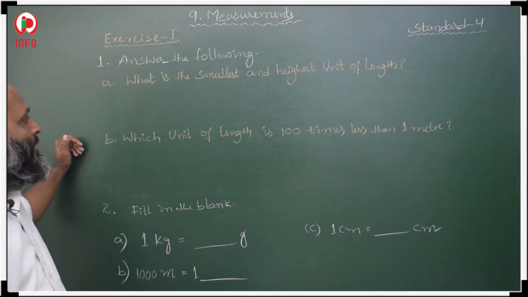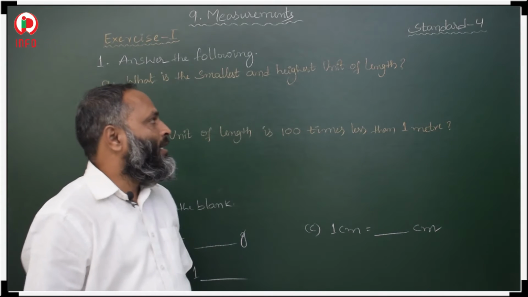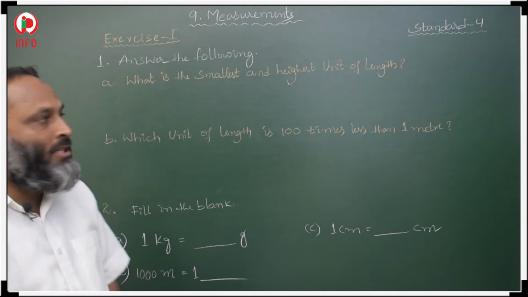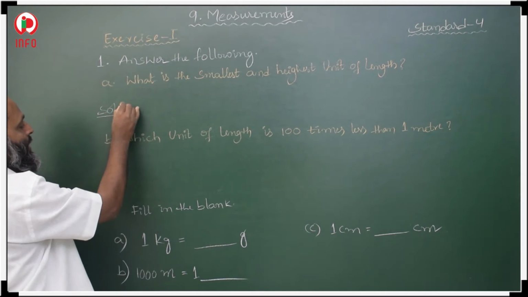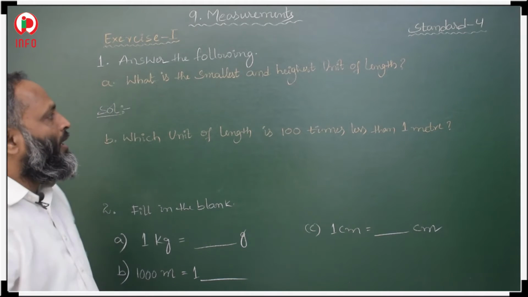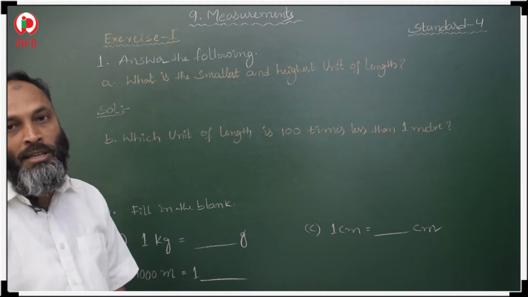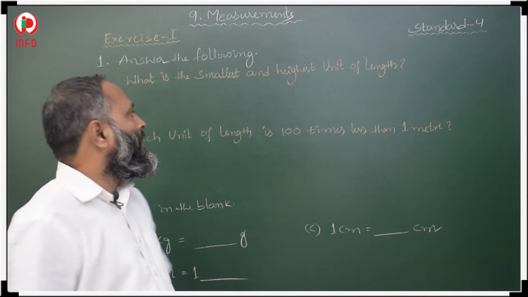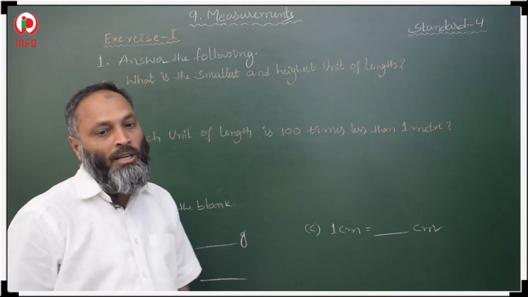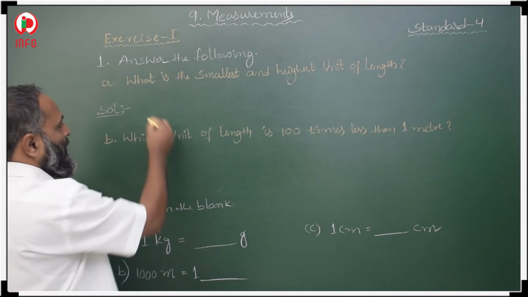Now students, see here, answer the following. The first question is, what is the smallest and the highest unit of length? Here, smallest length is millimeter. Millimeter is the smallest unit and the highest unit is kilometer.